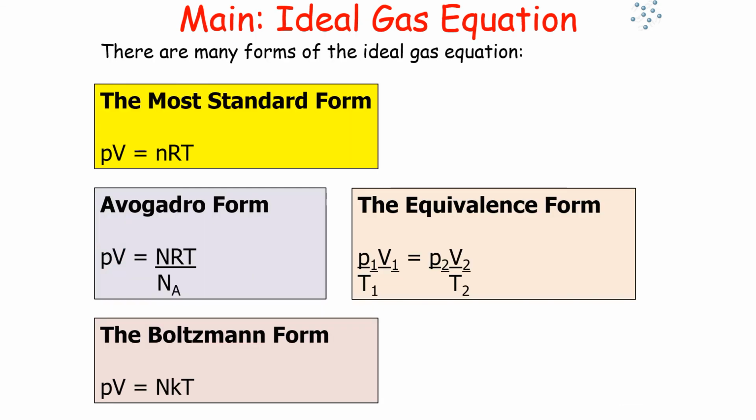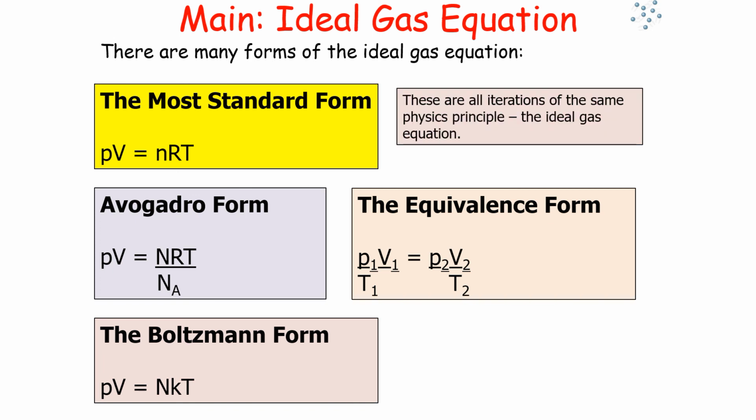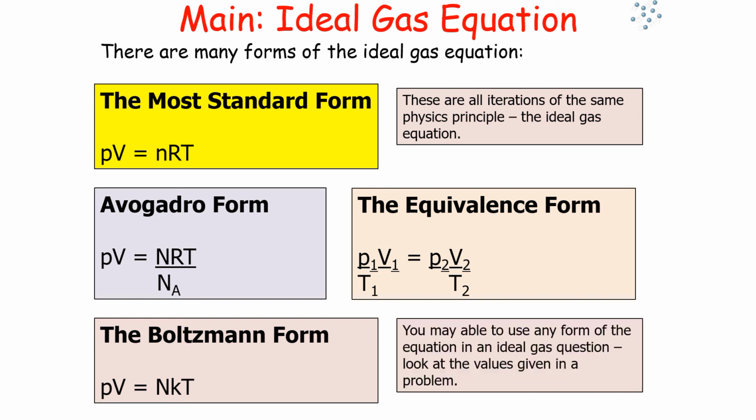There are actually many forms of the ideal gas equation. Our most standard form, PV is equal to nRT. The form which has Avogadro's constant in, PV is equal to nRT over Na. The equivalence form, which is used when you've got a change in the value of a gas property, P1V1 over T1 is equal to P2V2 over T2. And finally, the Boltzmann form when you're considering the individual gas molecules themselves, PV is equal to nKT. Please remember, these are all iterations of the same physics principle, the ideal gas equation. You can use any form of this equation in an ideal gas question. You've just got to look at the values given in your problem.